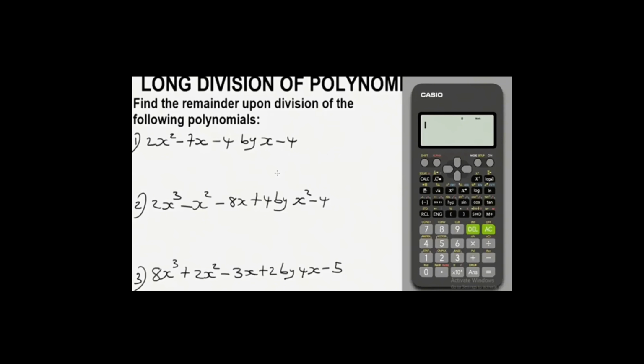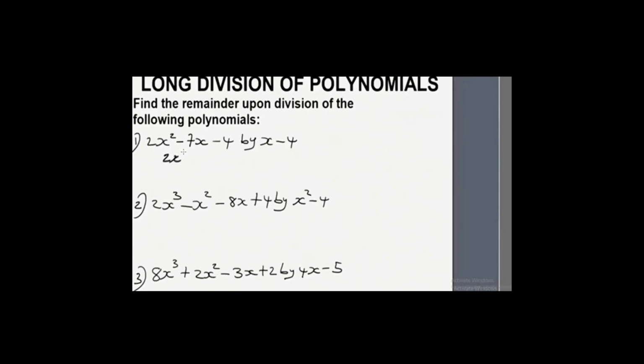Now guys, to solve this and get the remainder upon division, this is what this means. 2x squared minus 7x minus 4 over x minus 4. This is our dividend, while this is our divisor. The divisor that is dividing the dividend, you equate it to 0. So you're going to have x minus 4 equals 0.